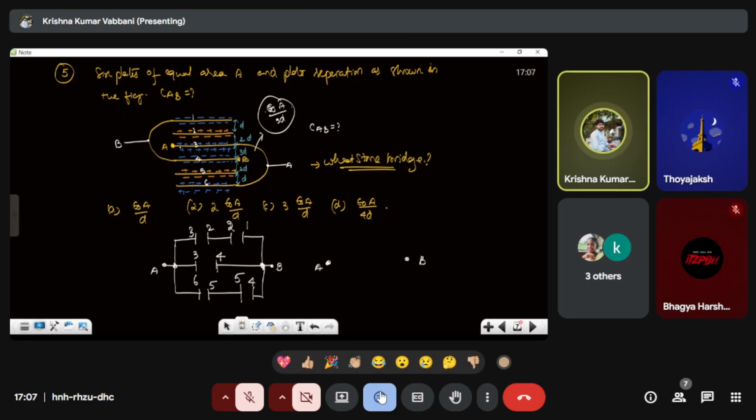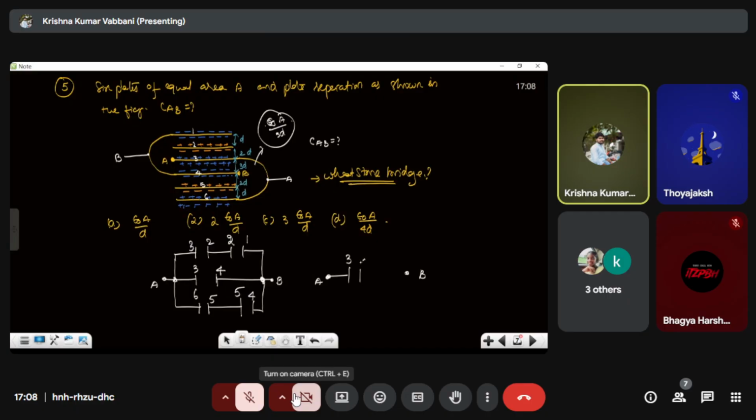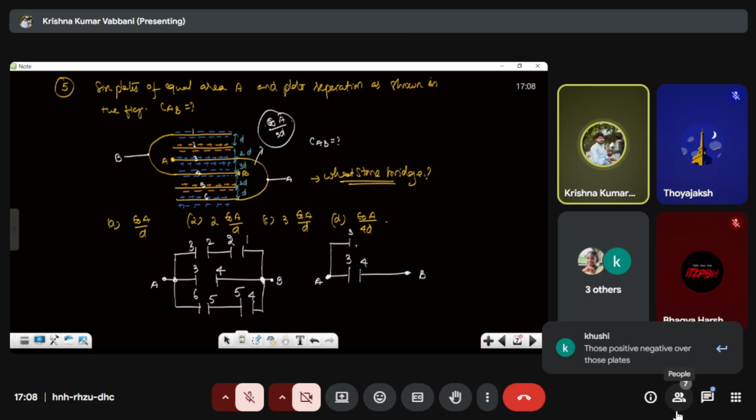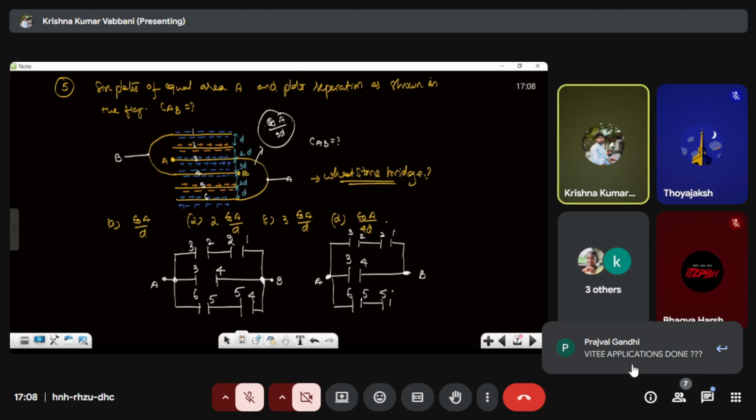Let's take plate 3. Plate 3 is parallel to plate 4. Next, plate 3 is parallel to plate 2, and plate 2 is parallel to plate 1. Plate 1 is connected to B. Here also I am taking the 6 plate right now. Plate 6 is parallel to plate 5, and plate 5 is parallel to plate 4.